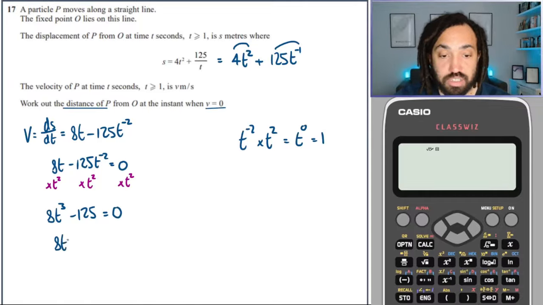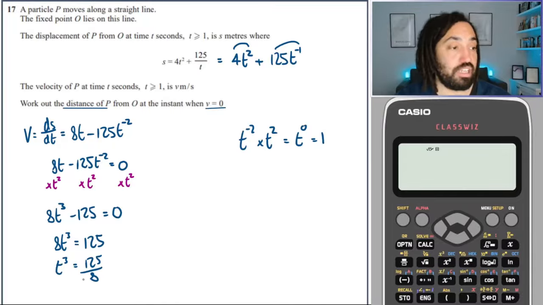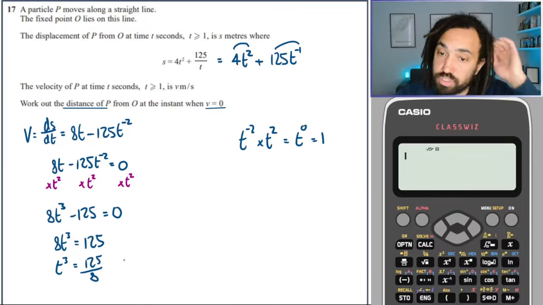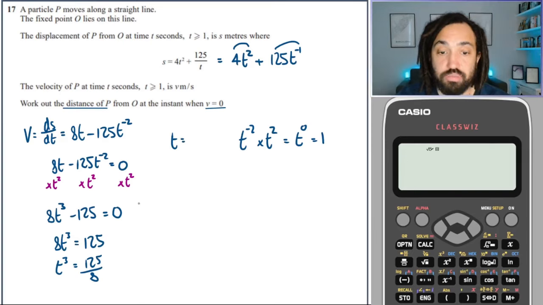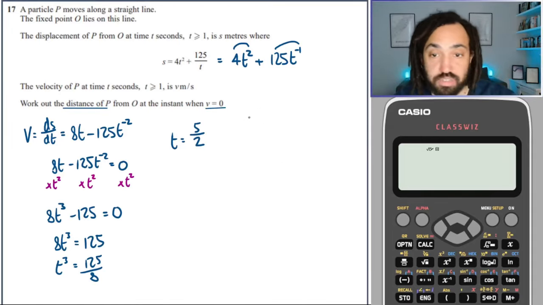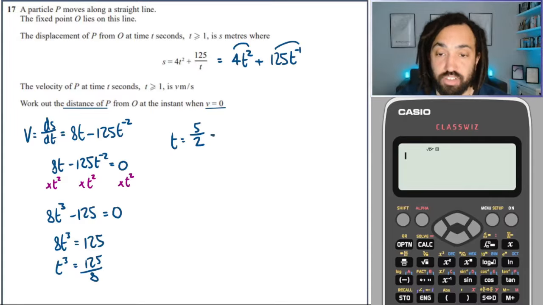Okay, right, I'm going to solve this by adding 125 to this side. I'm then going to divide through by 8. And then finally, I'm going to cube root. And I know that the cube root of 125 is 5, and the cube root of 8 is 2. So I don't need to use my calculator to do that. So the time at which the velocity is 0 is 5 over 2, or 2.5 seconds.